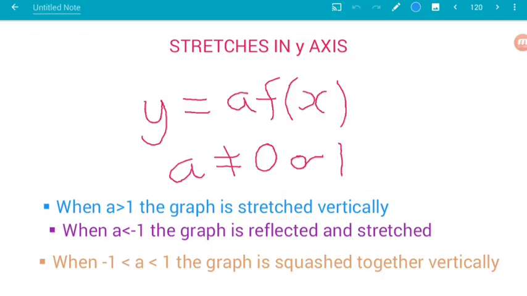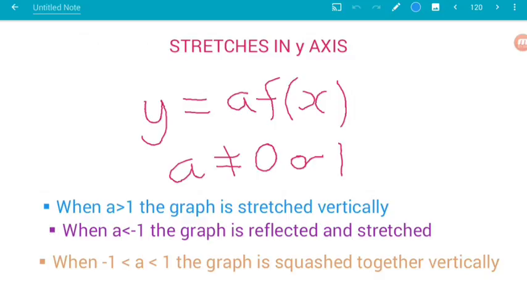What we're doing then, we are multiplying the function by a number a, where a is not equal to 0 or 1. If it was equal to 0, y would just equal 0, so that would be pointless. And if it was equal to 1, we would just have the original function. There would be no transformation. So again, it would be pointless. So, if a is greater than 1, what happens is the graph stretches up and down, so the y values of any important points get multiplied by the scale factor of what we are multiplying the function by.